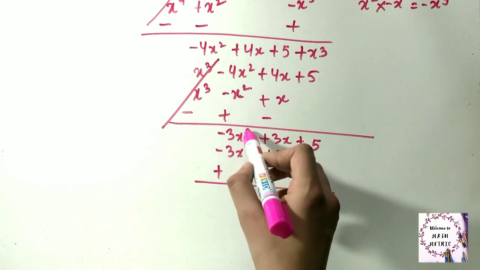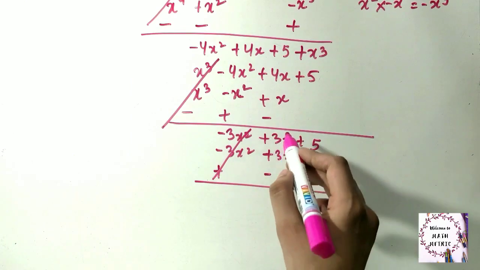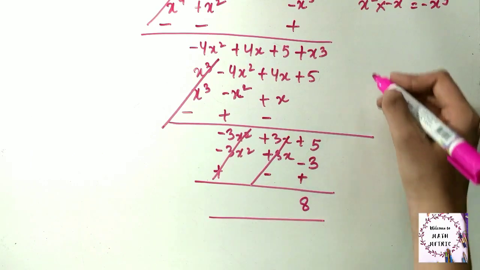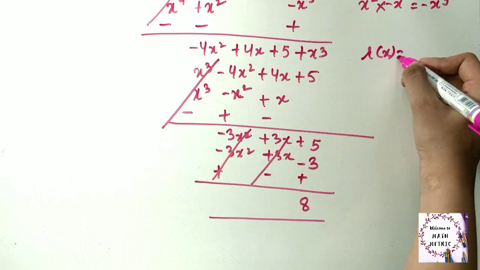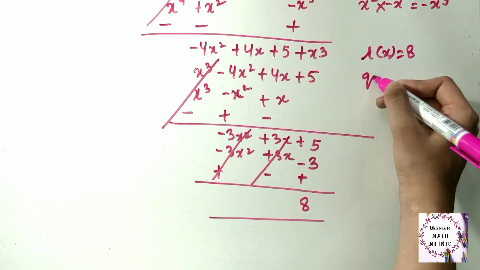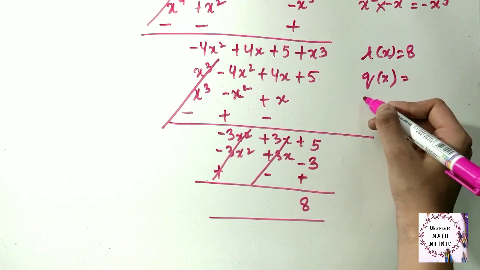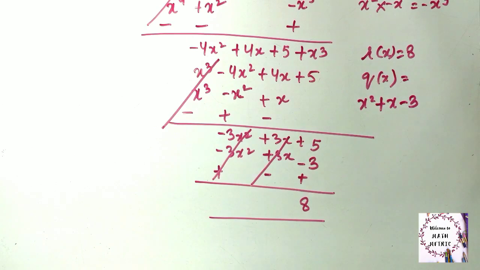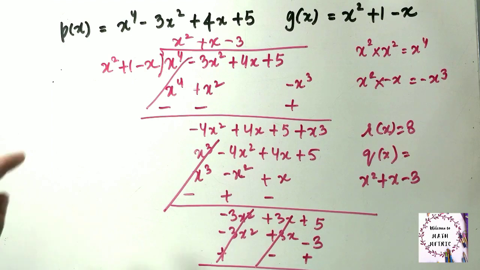After changing the signs, this gets cancelled, also this gets cancelled, and we have 8 as remainder here. So remainder is 8, and qx is x square plus x minus 3. We can recheck it. It is something like this. This is qx and this is rx.